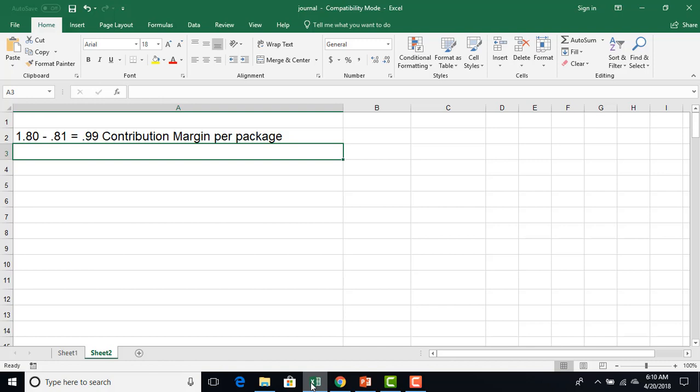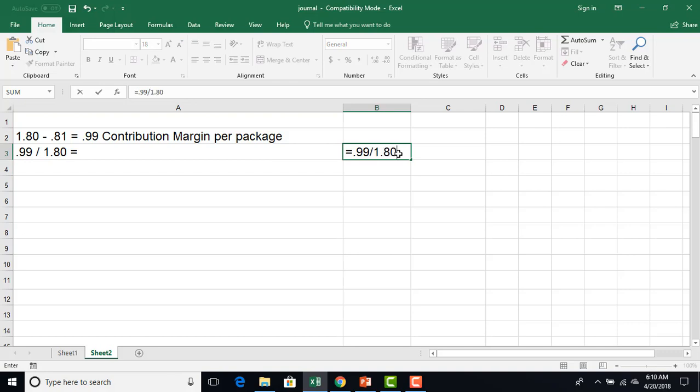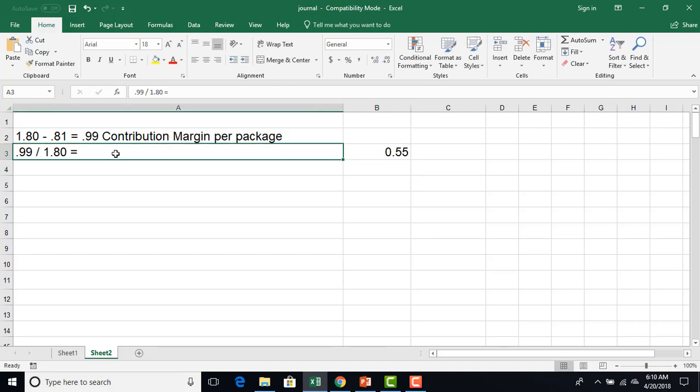Remember, the contribution margin ratio is then just the contribution margin per package divided by the selling price per package. So 0.99 divided by 1.80. Let me do it over here, 0.99 divided by 1.80. That gives me a contribution margin ratio of 0.55, or 55%. That's my contribution margin ratio.